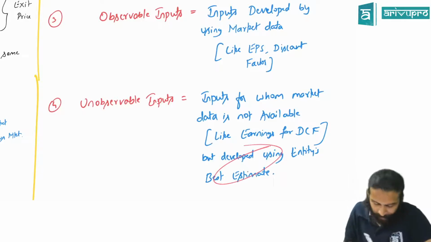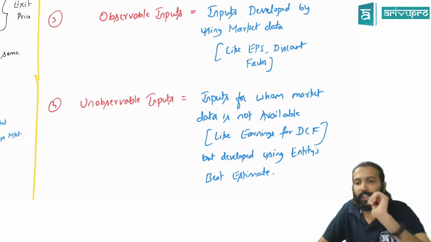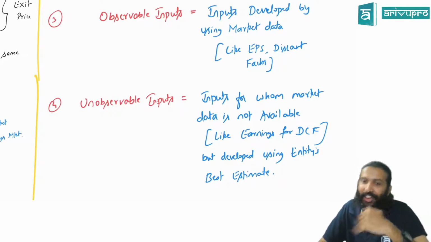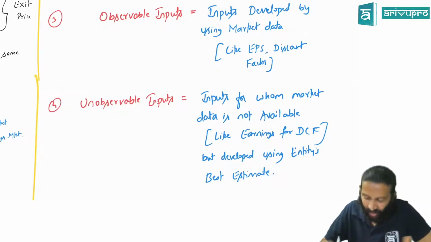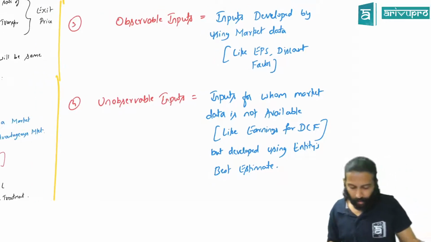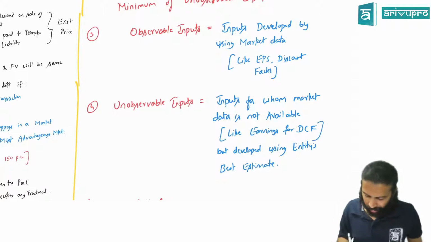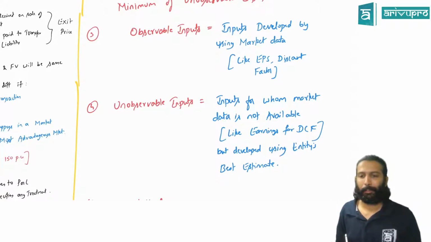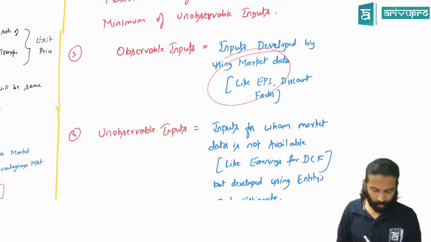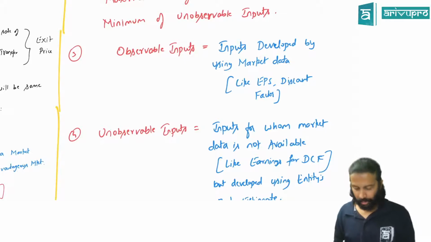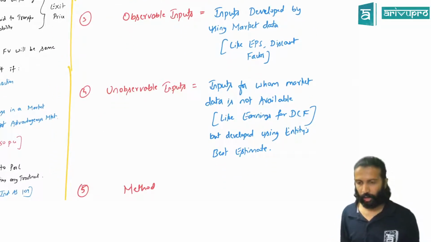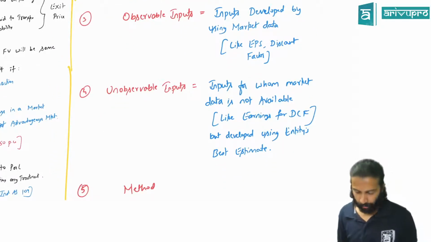Like when you're doing the DCF method, you have to project the earnings. Whose earnings will you project? Your own company's earnings. Can you match that with market data? No. So those are unobservable inputs. IND AS 113 says if you have both, use maximum of observable and minimum of unobservable, because unobservable is entity specific, but fair value measurement is always a market specific activity. Hence they always give preference to observable inputs first.